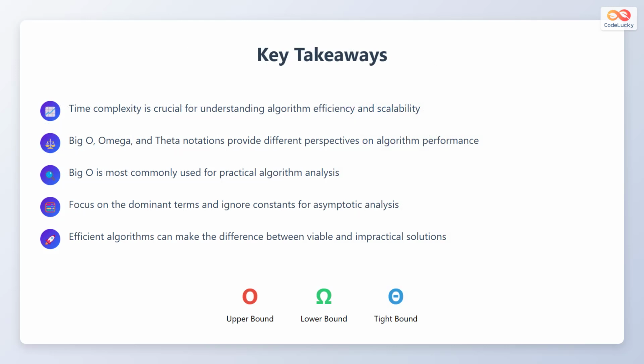Let's summarize the key takeaways from this video. First, time complexity is crucial for understanding algorithm efficiency and scalability. Second, big O, omega, and theta notations provide different perspectives on algorithm performance. Third, big O is most commonly used for practical algorithm analysis. Fourth, focus on the dominant terms and ignore constants for asymptotic analysis. Finally, efficient algorithms can make the difference between viable and impractical solutions. Big O represents the upper bound, omega represents the lower bound, and theta represents the tight bound.